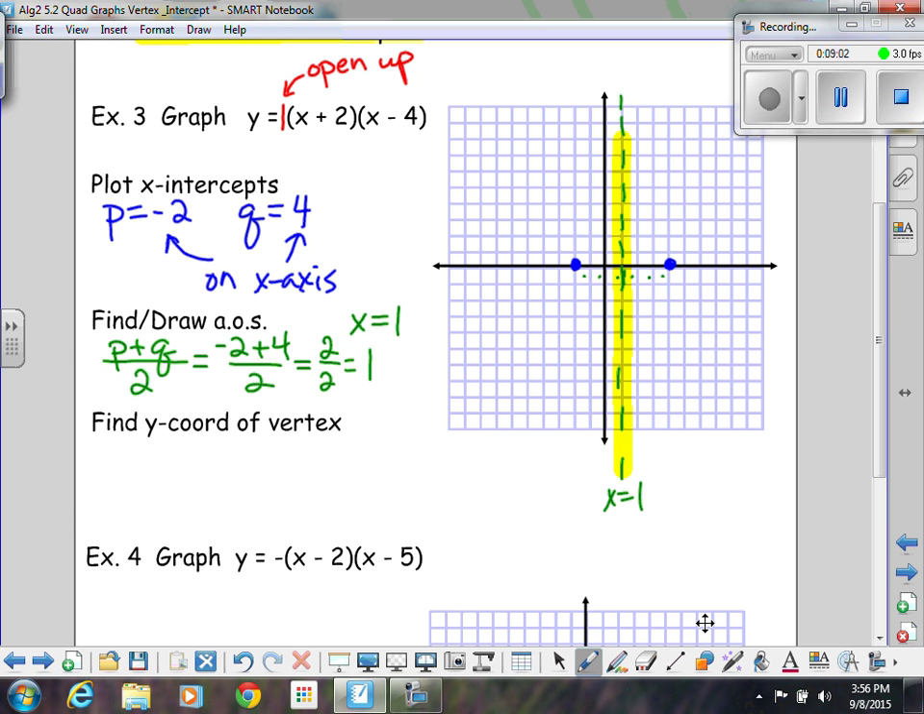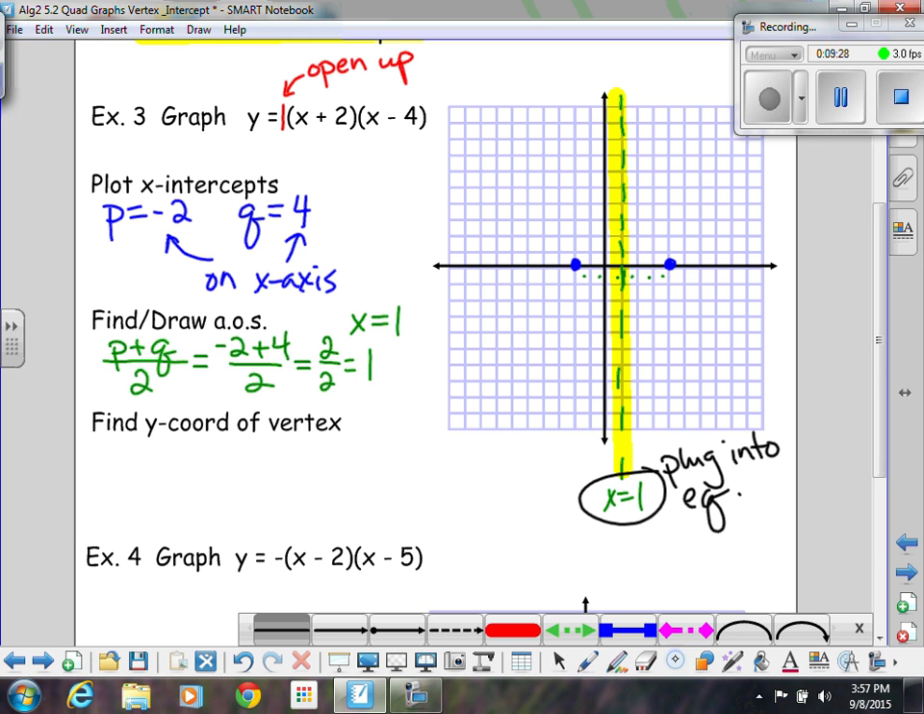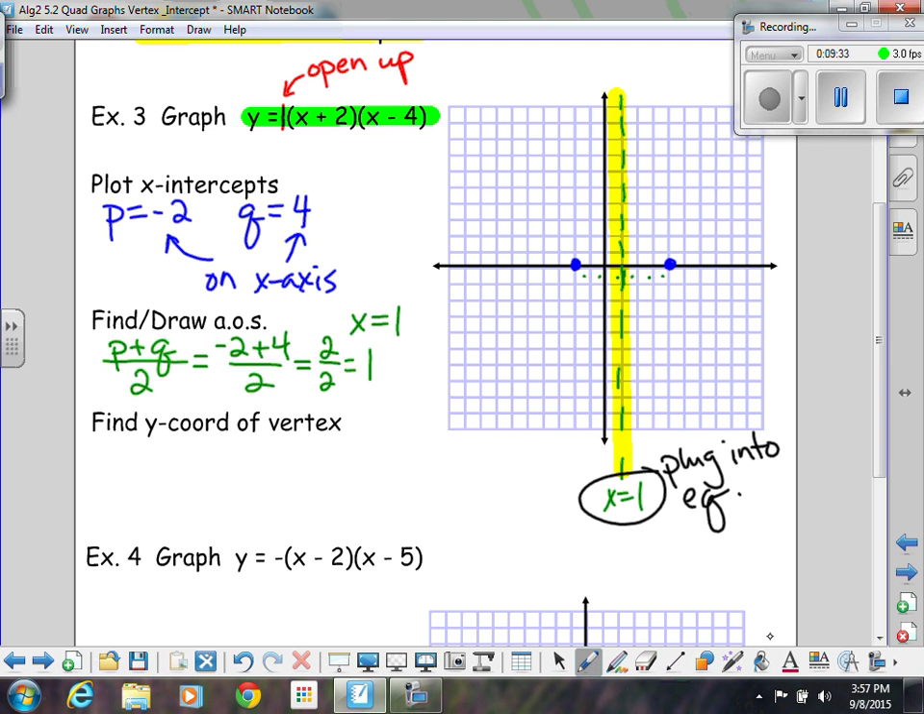We know that this has to open up, so it has to be below the x-axis, but I don't know where. So in order to get the exact y-coordinate, I need to plug that in. So my x value comes from my axis of symmetry. So I'm going to use this to plug into my equation. What equation am I talking about? Remember, that's always the original equation that they gave us, this equation right here. So that's the equation I'm going to use to get my y-coordinate.